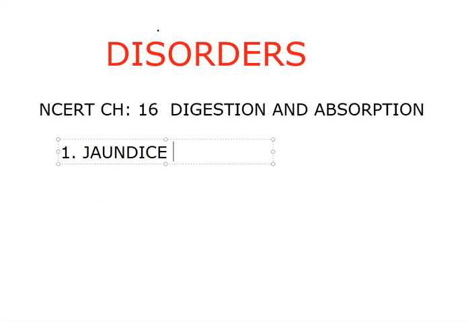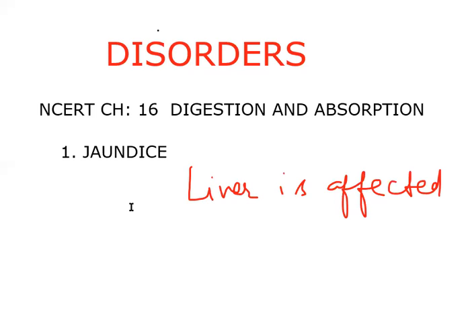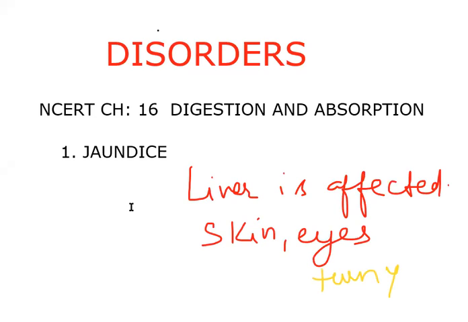Among them, the first one is jaundice. What is getting affected here? In jaundice, the liver is affected, along with that, skin and the eyes turn yellow due to the deposit of bile pigments. So jaundice is to be remembered as: the liver is affected, then skin and eyes turn yellow due to the deposit of bile pigments.